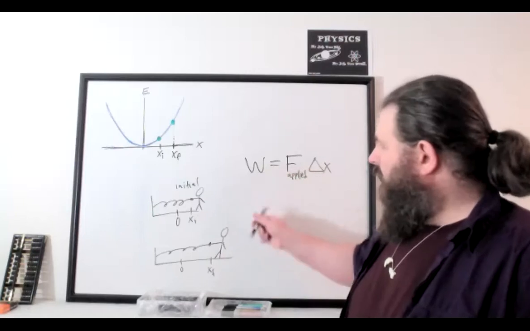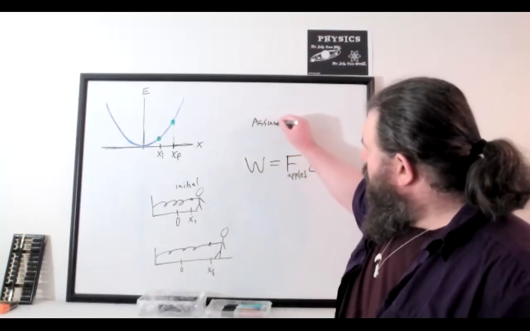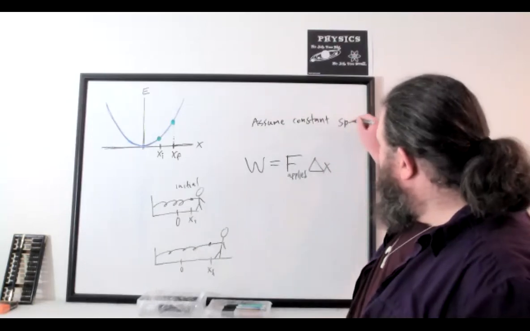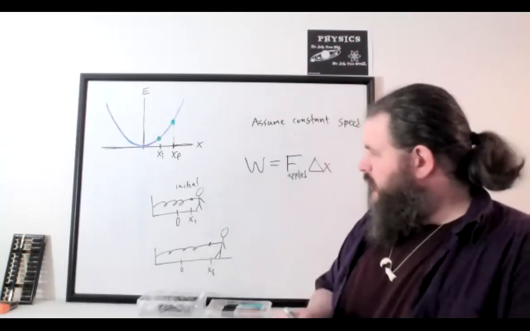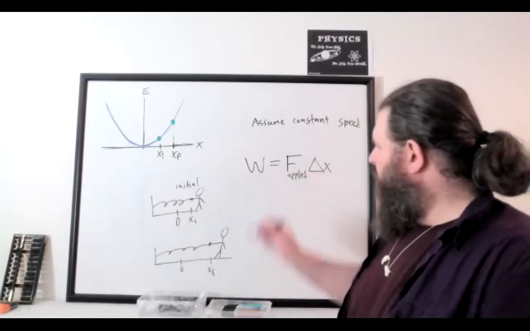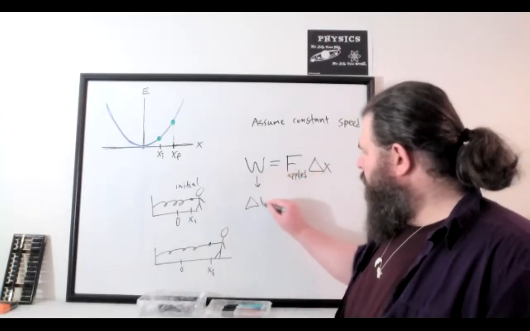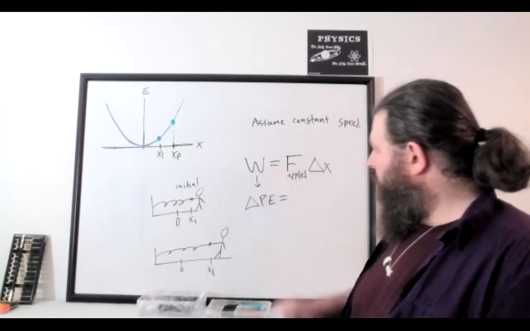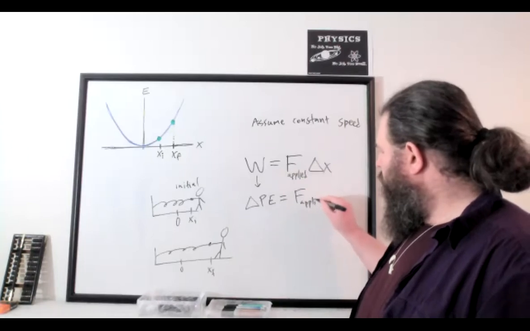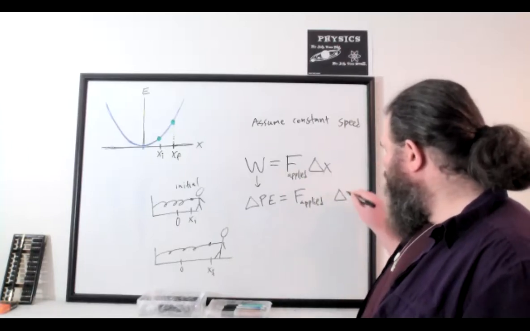So we should assume then, assuming constant speed, assuming you're just walking at a slow, steady pace, the work you're doing is just changing the potential energy. So the change in potential energy is the applied force times the distance traveled.